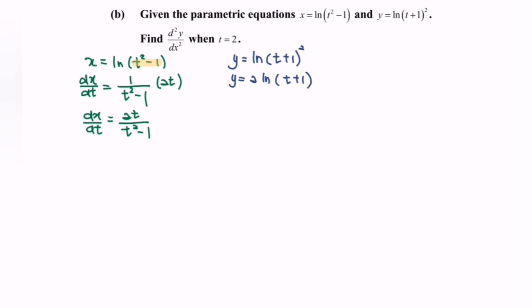Next, focus on y. Differentiate y with respect to t, and we will have 2. Differentiate the ln, and we will have 1 over (t + 1). Do remember to differentiate the internal function, and we will obtain 1. Rewrite the situation: dy/dt = 2 over (t + 1).